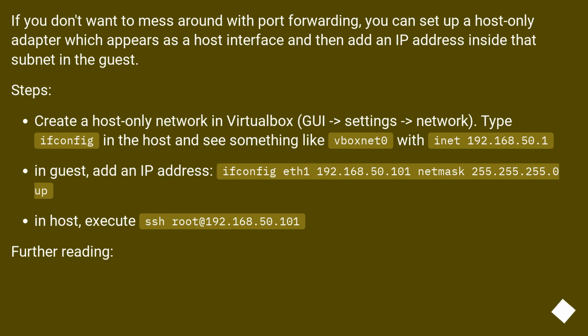192.168.50.1. In guest, add an IP address: ifconfig eth1 192.168.50.101 netmask 255.255.255.0 up. In host, execute: ssh root@192.168.50.101.